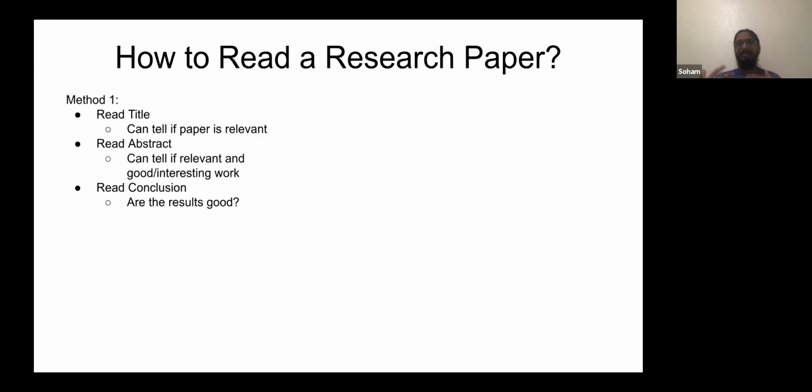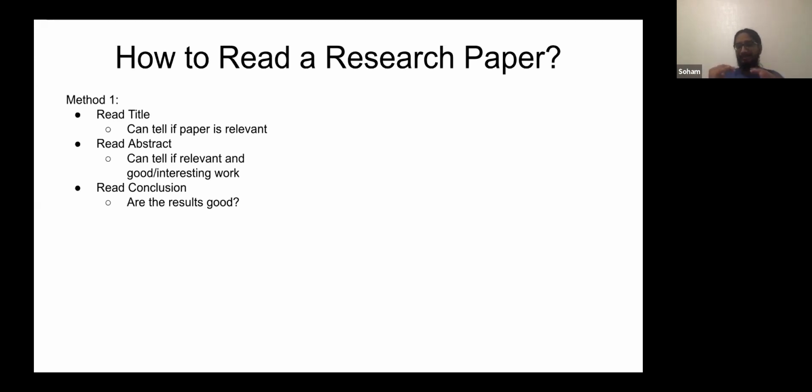Then what we do is we read the abstract. By reading the abstract, it gives you a bit more information about the paper. So it gives you more information to decide if the paper is relevant or not, and also if the work done in the paper is really good or interesting.